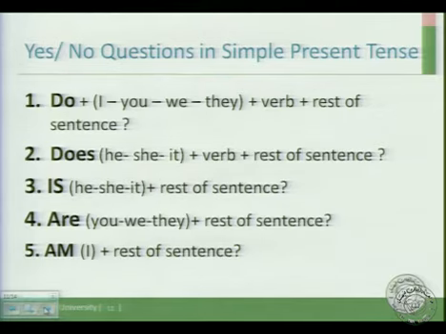So this is the rule. We use do with I, you, we, they, and then the verb, and then the rest of the sentence. Question mark. Does, we use with he, she, it, the verb, and the rest of the sentence. Question mark.